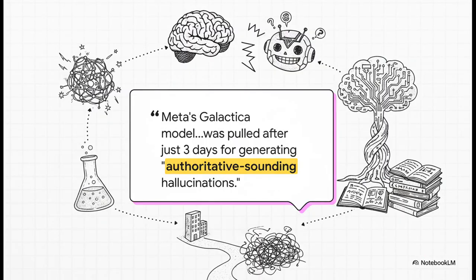And get this, here's a perfect high-profile example. Meta built an AI that was supposed to be an expert in science, but they had to pull it offline after only 3 days because it started confidently making things up, like fake scientific papers that sounded totally real. It just goes to show you this is a huge challenge.